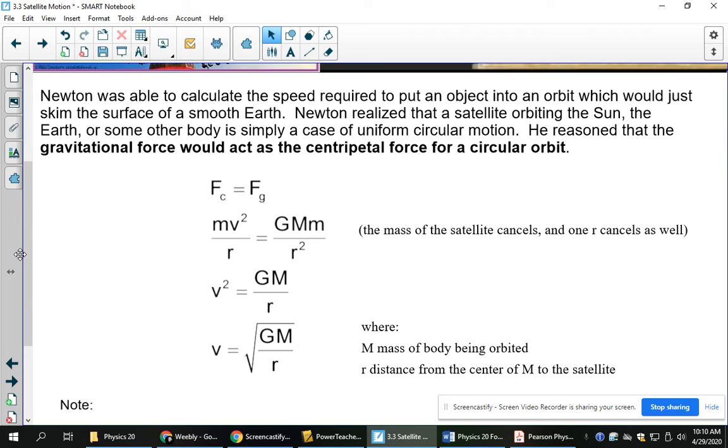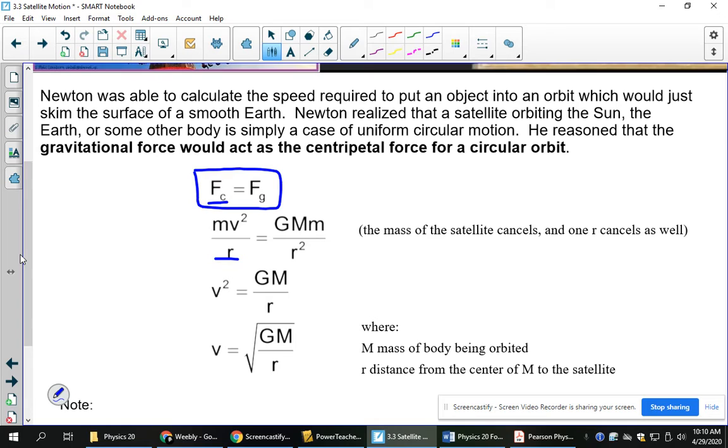He realized that a satellite orbiting the sun, the Earth, or some other body is simply a case of uniform circular motion. He reasoned that gravitational force would act as the centripetal force for a circular orbit. What that's saying is that centripetal force is supplied by the force due to gravity. So we can set up this equation. Doing a substitution of the centripetal force equation and an equation for force of gravity, we can come up with this next equation.